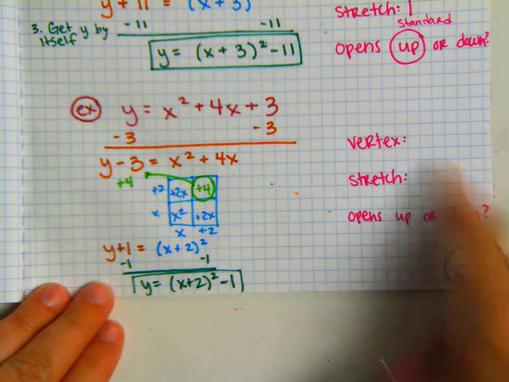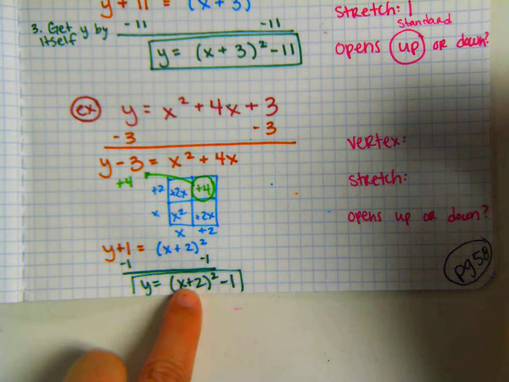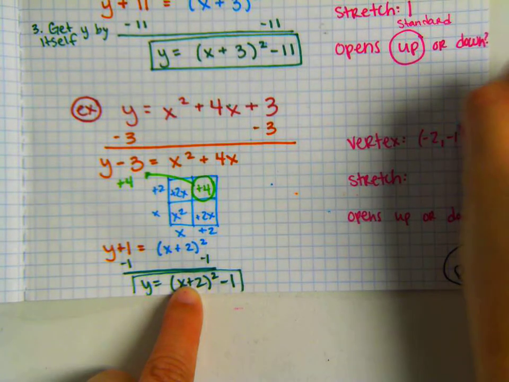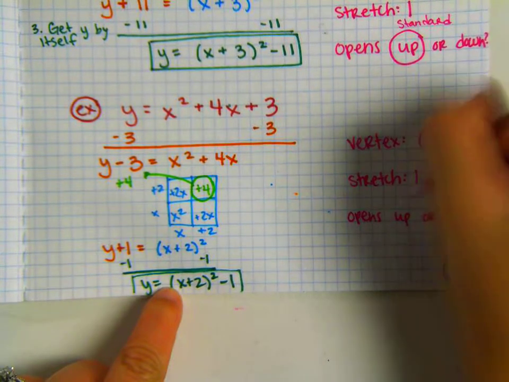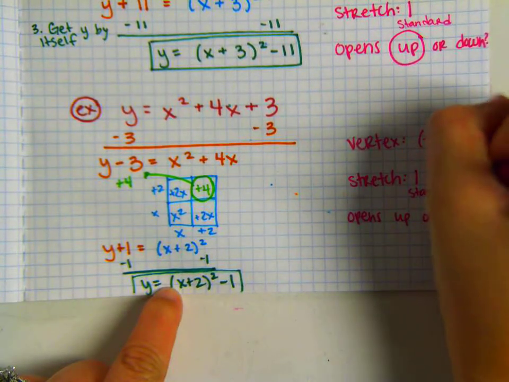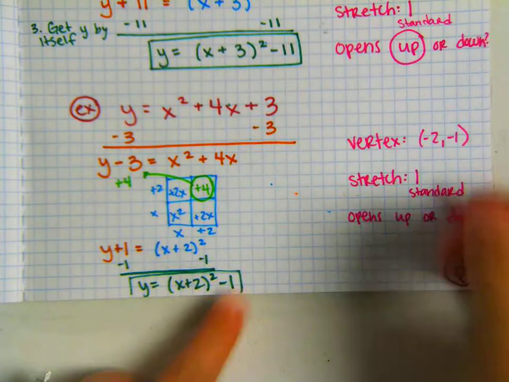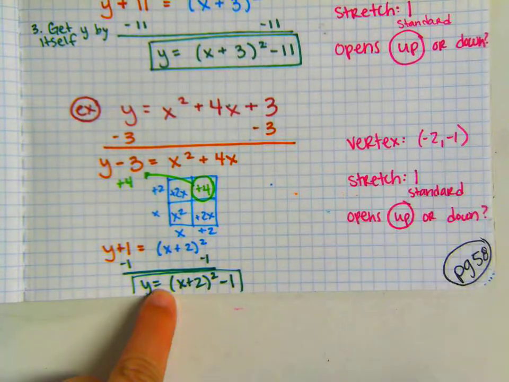And then to answer these questions, the vertex is -2, -1, excuse me, and then the stretch is going to be 1, which again means it's standard, and then it opens up because it is still a positive out there.